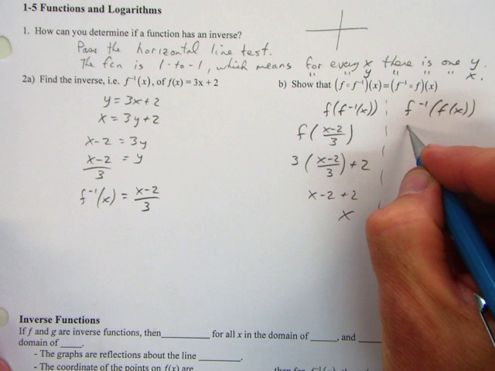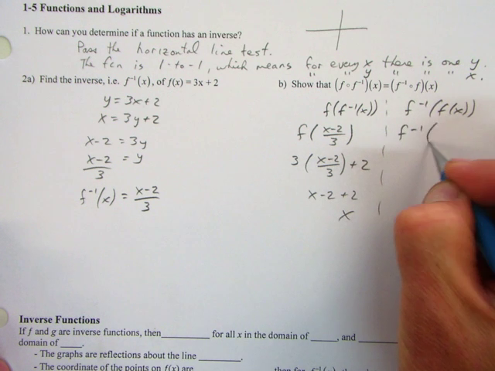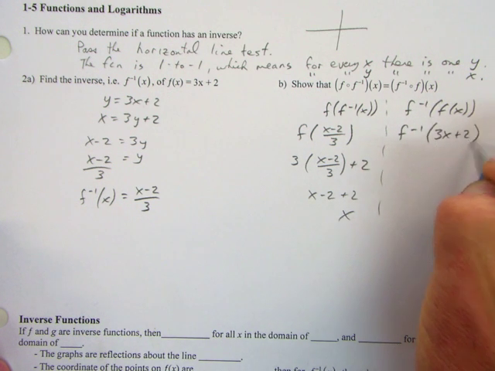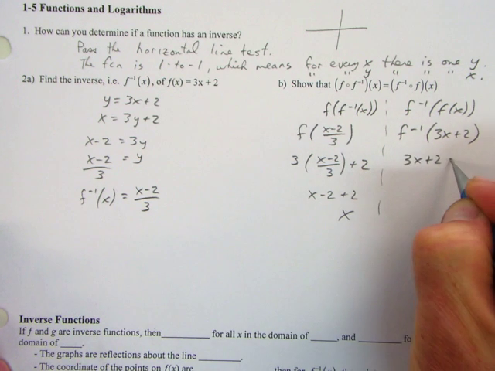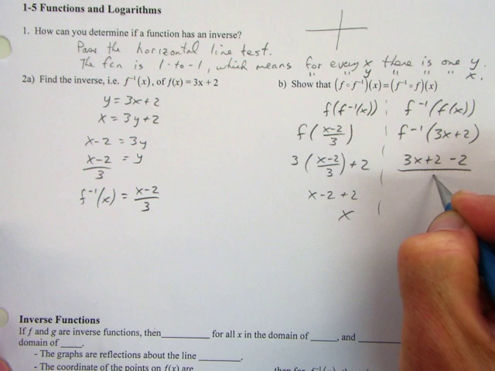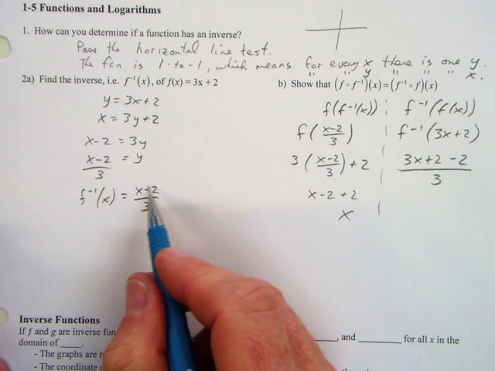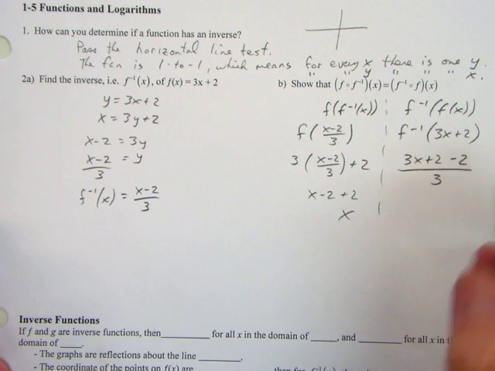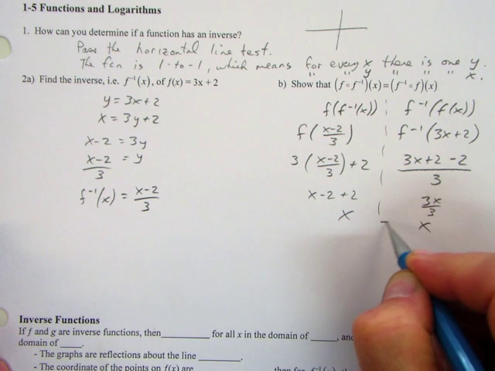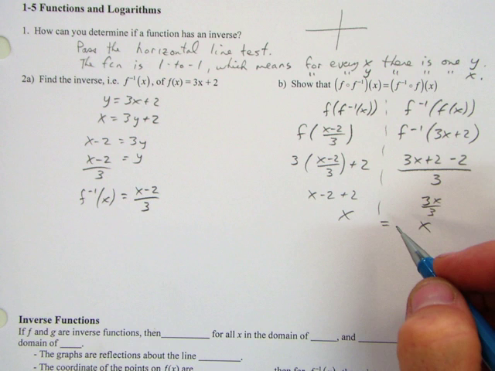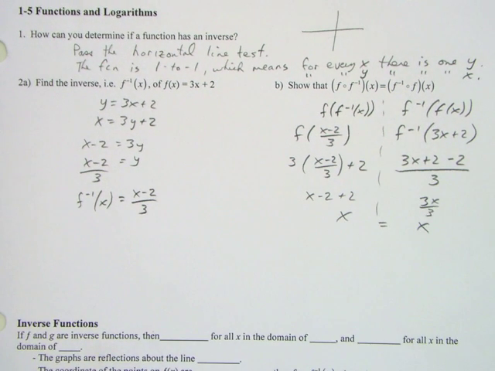On this part, we'll have f inverse of f of x. That'll be 3x plus 2. So we'll say 3x plus 2 minus 2 all divided by 3, because right now we're plugging into this f inverse function. We'll get 3x over 3, which is x. Is that what we expect to get? We should, because remember, a function does something to the graph, and the inverse undoes it.